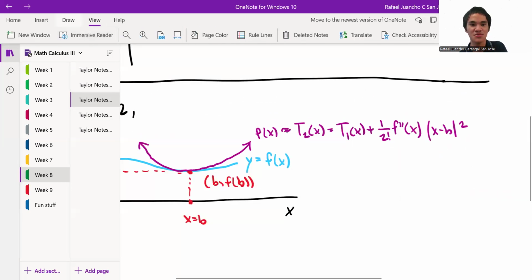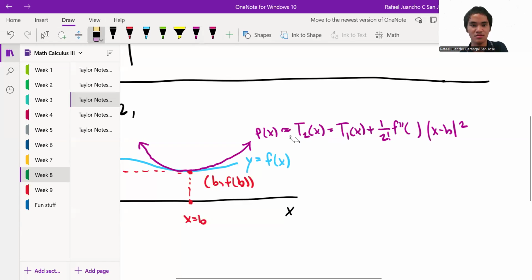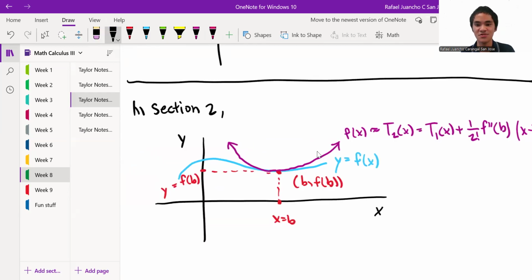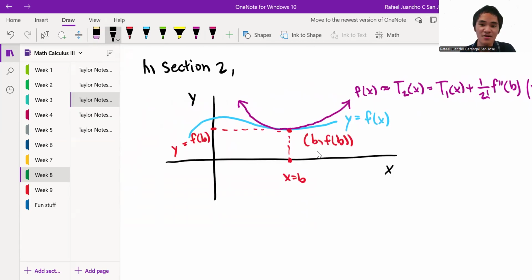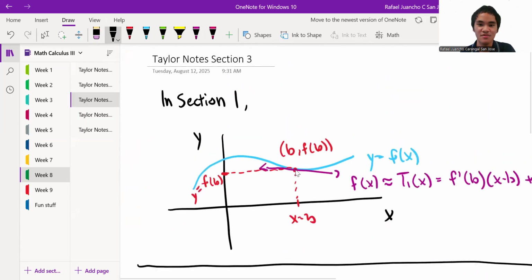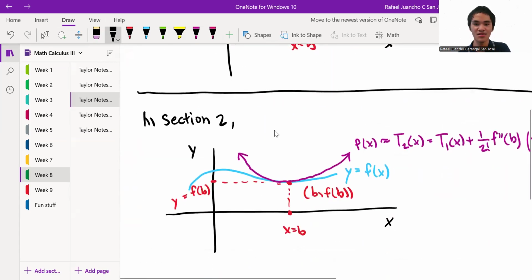So this one's supposed to be b, right? So that was pretty much section 2. It's basically a more accurate approximation of a linear approximation, right? So this is basically linear, and this one's quadratic.